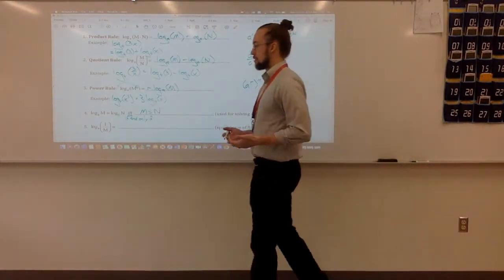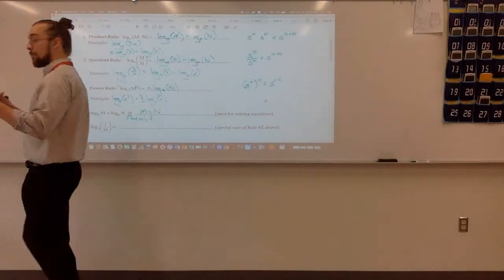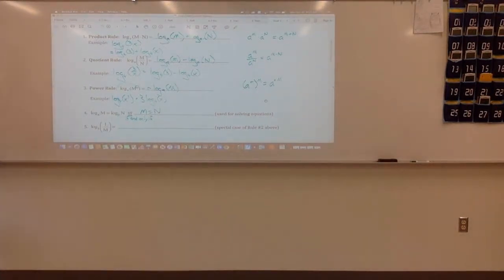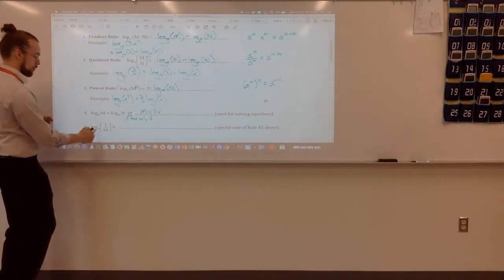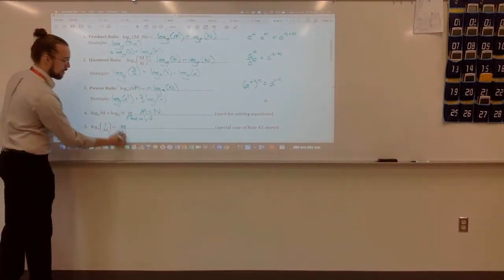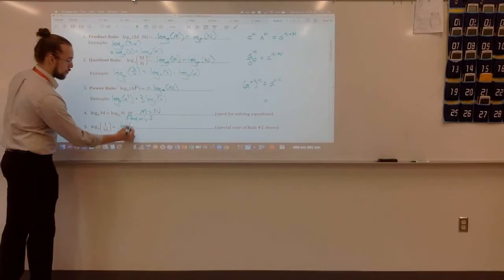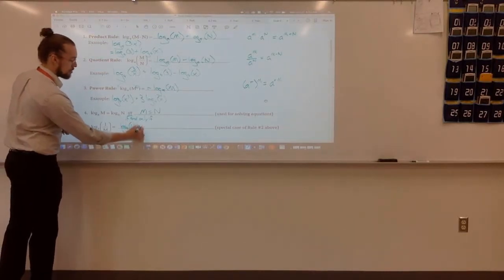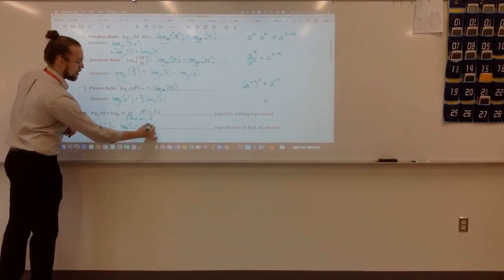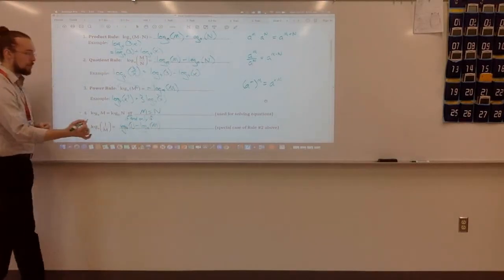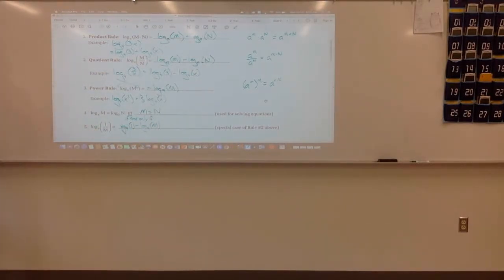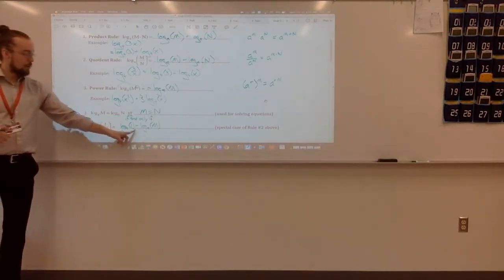And the last one is just a special case of the quotient rule here. So if I've got 1 over something inside of my log, if I use my quotient rule, this would become log base A of 1 minus log base A of m, right? But what's log base A of 1? A to what power equals 1?